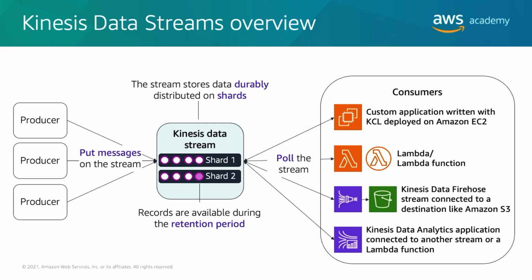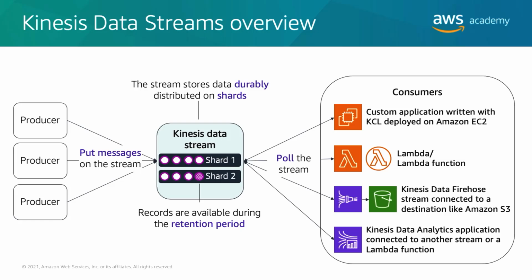A data stream represents a group of data records. The data stream ingests a large amount of data in real time, durably stores the data, and makes the data available for consumption. The data records in a data stream are distributed into shards. After a record is added to the stream, the record is available for a specified retention period, which you can set per stream. The Kinesis data streams service adds shards to scale horizontally.